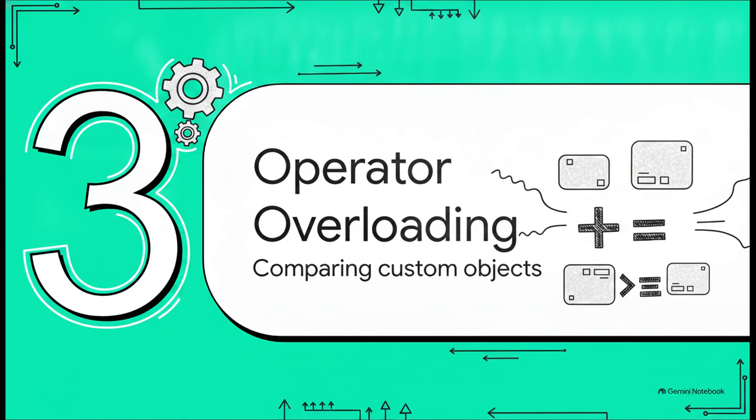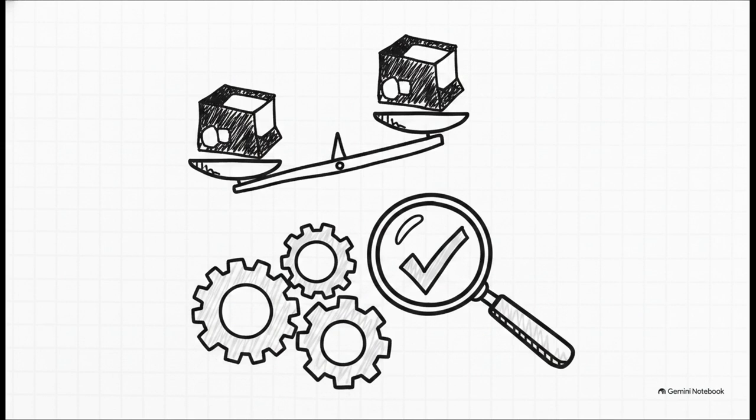Section 3. Operator overloading examples. Comparing custom objects. Let's see how we give our custom objects some built-in functionality. If an exam asks you to compare two custom string objects, you can't just use a normal double equals sign right out of the box, right?